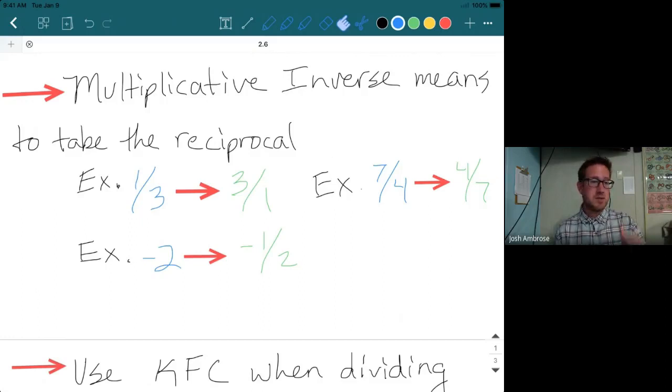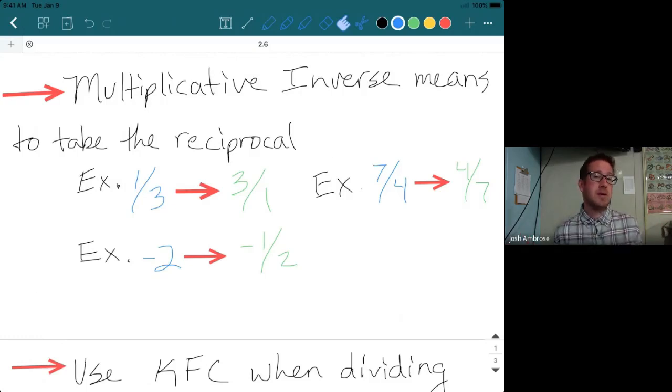So if you see the first example, what if I were to give you 1/3 and then I say take the multiplicative inverse or take the reciprocal, flip it. The 3 gets brought up to the top, the numerator, and the 1 gets dropped down to the bottom, the denominator. That's all you're doing. Notice you're not changing the sign on the number. So if it was a positive, it stays a positive. Or if it was a negative, it stays a negative. There's another example, 7/4. Flip it. Now it's 4/7.